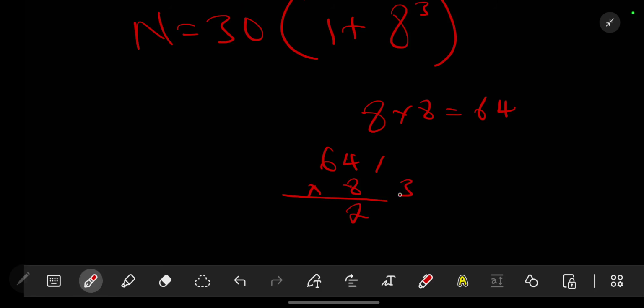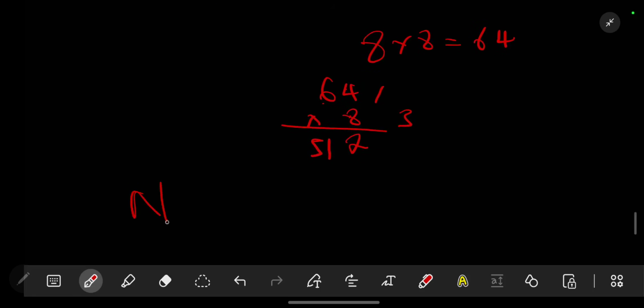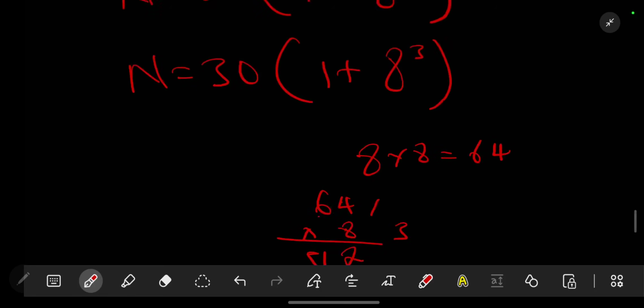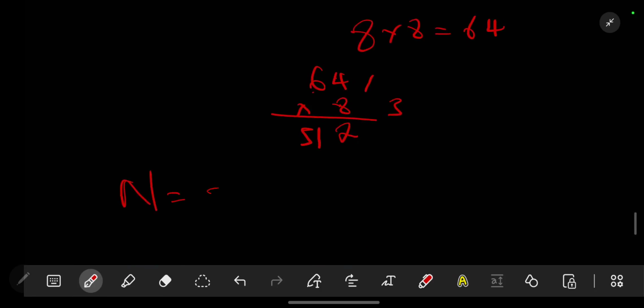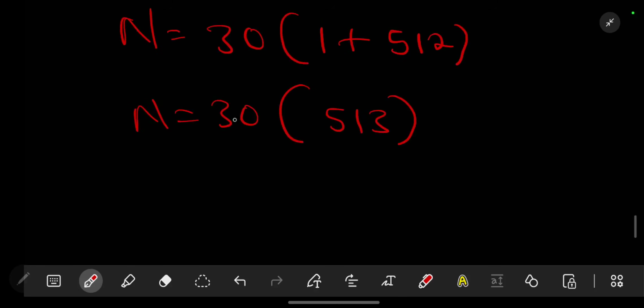So it will be 2 remainder 3. Then 8 times 6 is 48 plus 3, 48, 49, 50, 51. It will be 512 like that. So we have our n is equal to our 30, open brackets 1 plus our 512 like that. So our n is equal to 30 times 1 plus this, it will be 513 like that. Then just multiply.